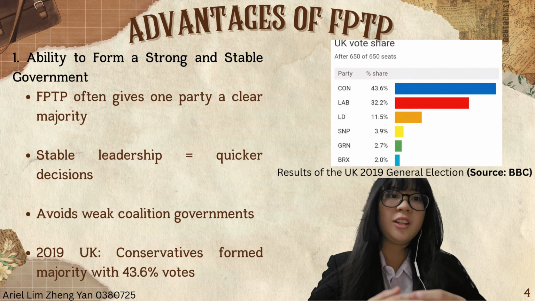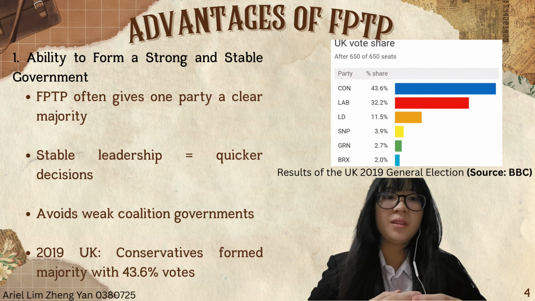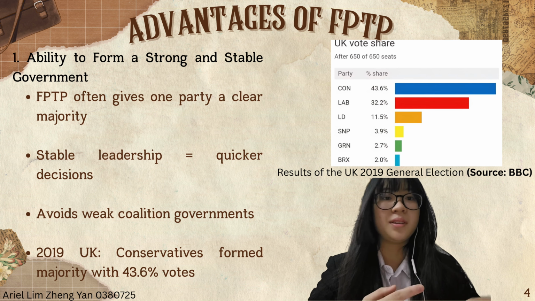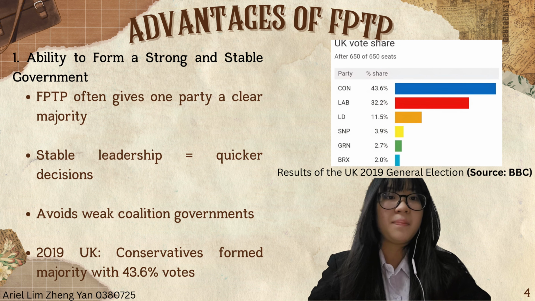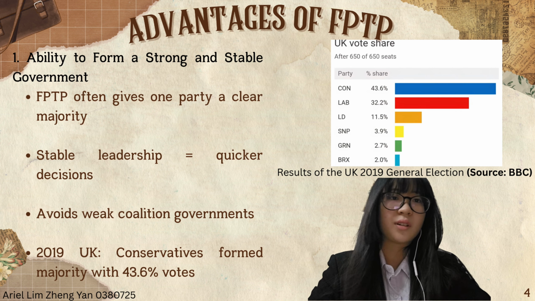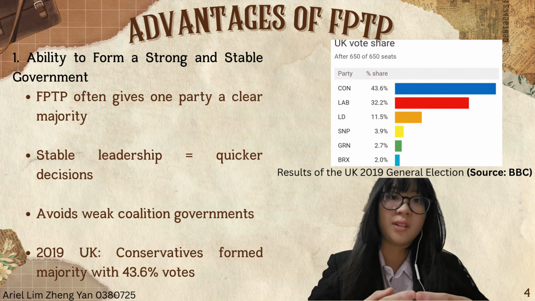Such arrangements lead to political stability and decisive policy making, which allows governments to act quickly on their manifesto commitments, as exemplified by the passage of the Electoral Reform Act in 2022 under Boris Johnson's Conservative majority.